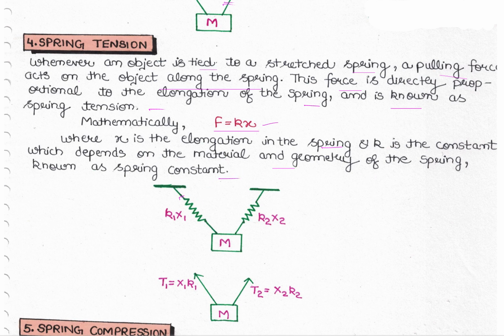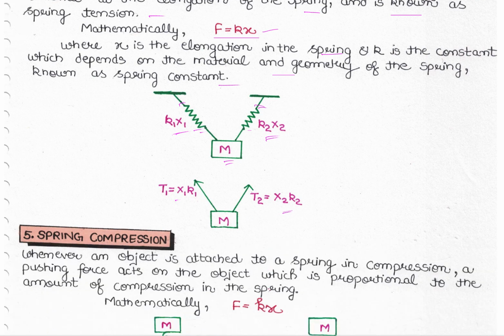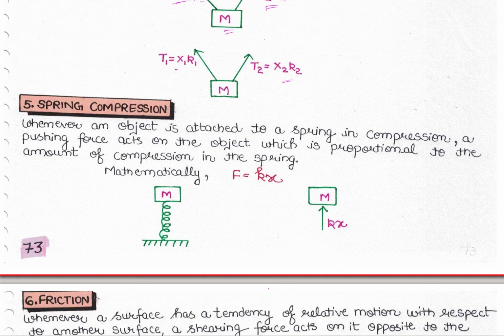So if this is a spring, this is another spring, and this is a mass, due to this mass the force on this spring is F is equal to K1 x1 and force on this spring is K2 x2, or you can write T1 is equal to K1 x1 or T2 is equal to K2 x2 due to the mass m.